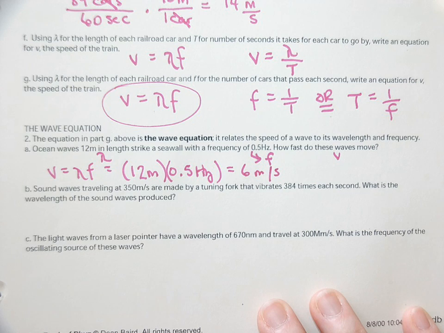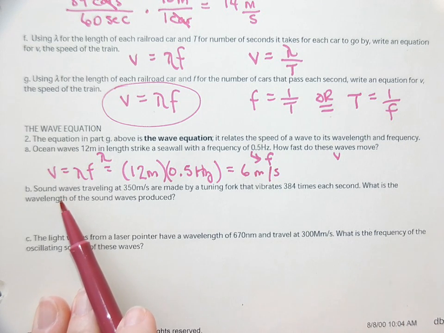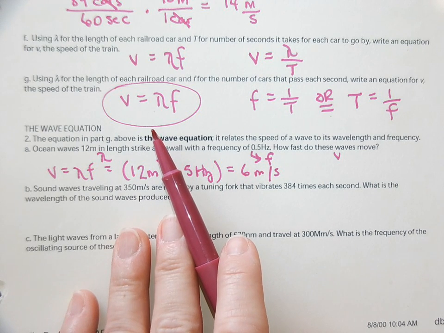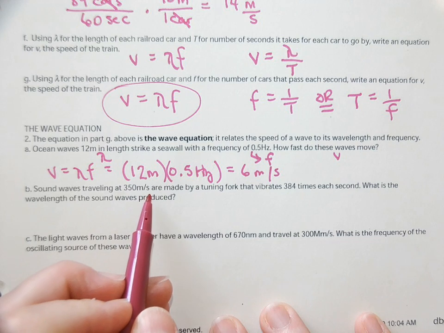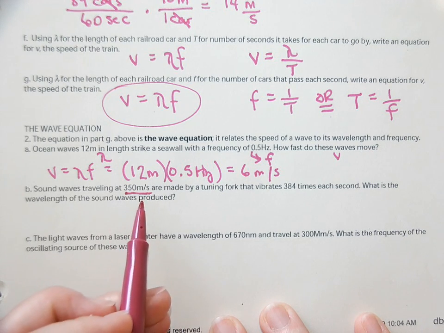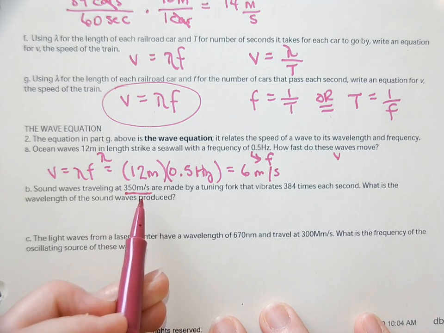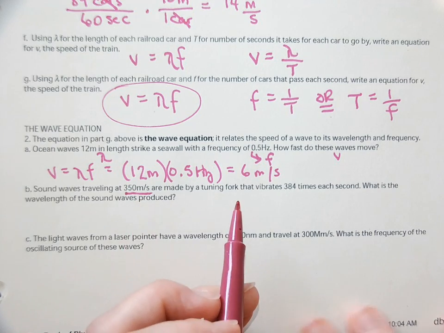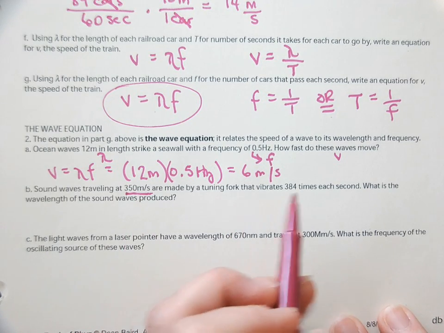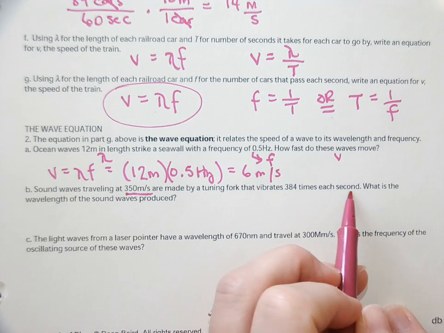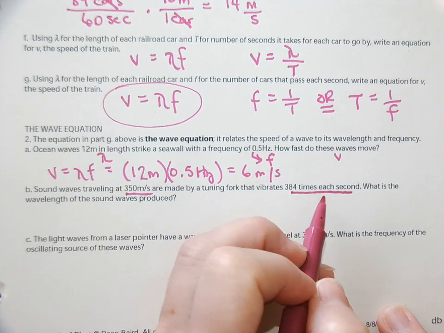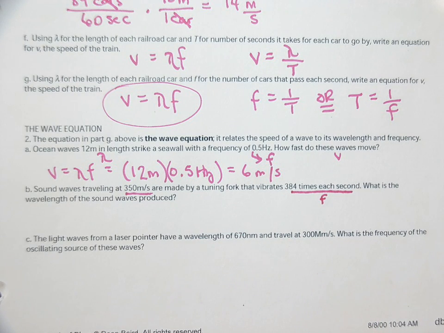For letter B, we're working on sound waves, which is a longitudinal wave, but this equation doesn't distinguish between transverse and longitudinal waves. It works for any type of wave. So I have the speed of a wave here. I know that because it's in meters per second, like a velocity would be. The tuning fork that's making the sound wave is vibrating 384 times each second. That is a tricky way of writing frequency. That's the hertz. 384 hertz is the measurement on this tuning fork.